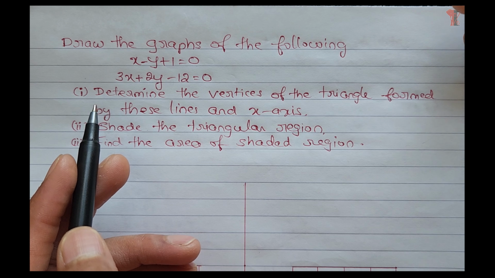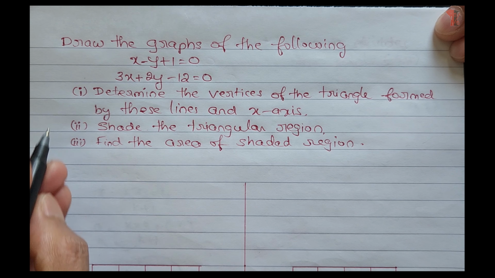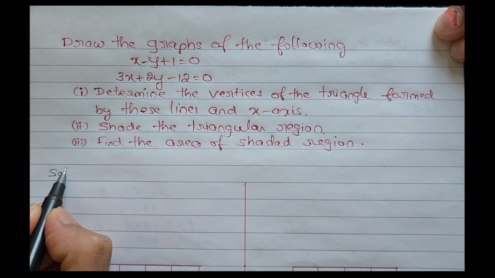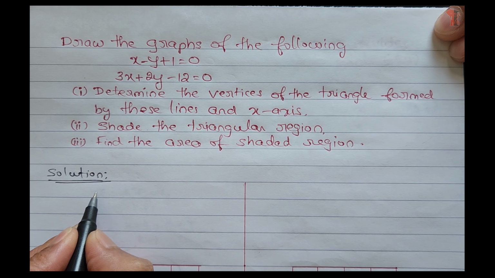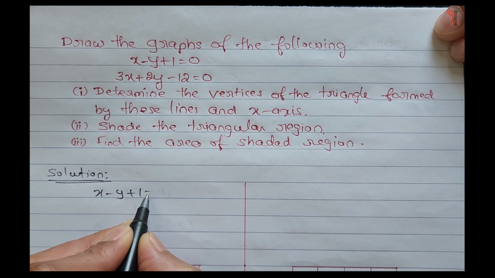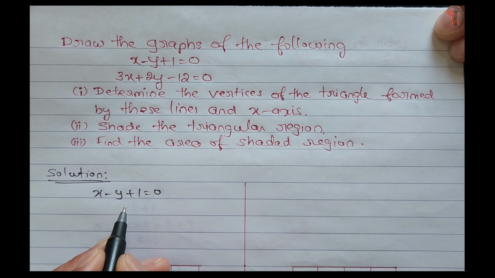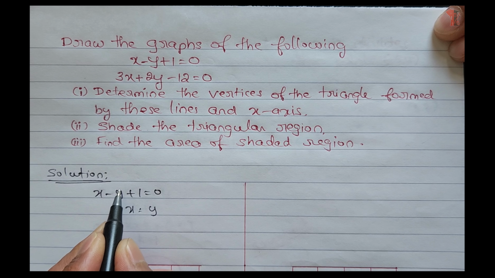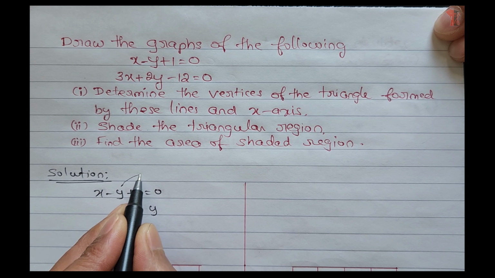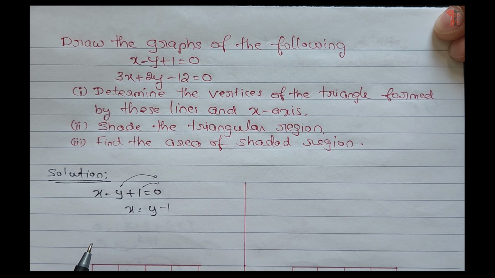So for that reason, first we have to find the solutions. In the solution, let me take the first equation, that is x minus y plus 1 is equal to 0, and we have to rearrange the equation. If you want to rearrange the equation, I will take y and 1 to the other side. So what I will get: x is equal to minus y becomes plus y when I transpose, and plus 1 becomes minus 1. So I'll get x is equal to y minus 1.